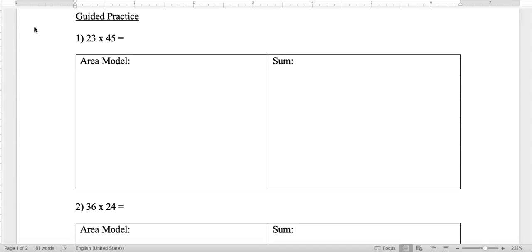Let's go ahead and look at our problem. 23 times 45. Remembering the area model. So some of you are like, remind me, Miss Adams, what is the area model? What does it look like? So this is when you draw your box.